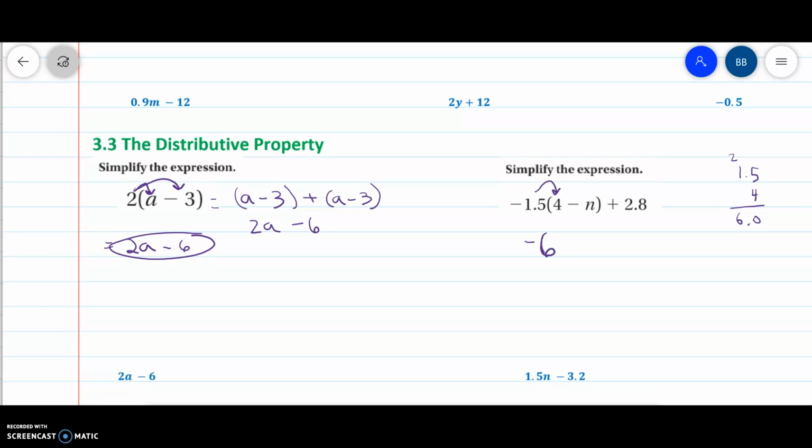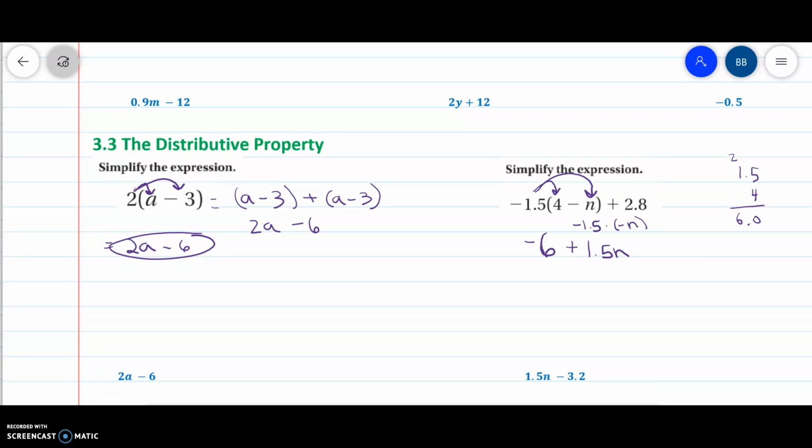And then we're doing negative 1.5 times negative n. So a negative times a negative is a positive. So this would turn into a positive, and then it would just be 1.5n. Because 1.5 times 1n is like doing 1.5 times 1, which is 1.5.